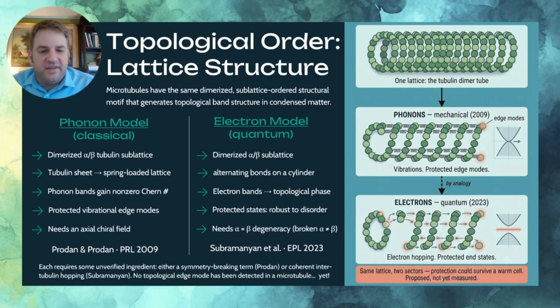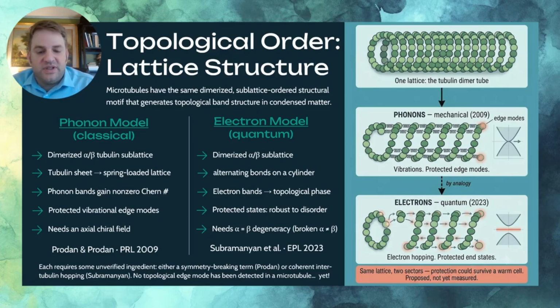Now, this model was further developed into an electron model, a quantum mechanical model, once again based on the idea that this dimerized alpha-beta sublattice could form alternating bonds on a cylinder, and that the electron bands that form would result in a topological phase, again with protected states that are robust to disorder. But in this case, what is missing from their hypothetical theory is that the alpha and beta tubulin would need to exhibit some kind of degeneracy. That means they're the same.